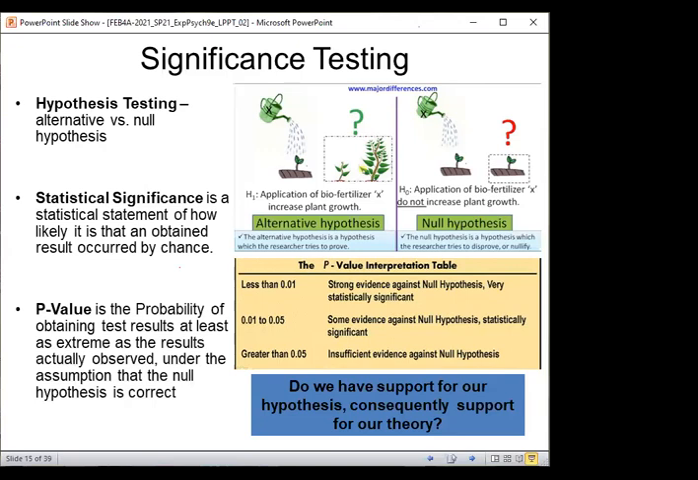All right, so the p-value is the probability of obtaining test results at least as extreme as the results actually observed, on the assumption that the null hypothesis is correct. Okay, so let me walk you through this. When we do research, we set our p-value, the probability number that we'll be comfortable with. All right, so let's go through the ones that we will not be comfortable with.